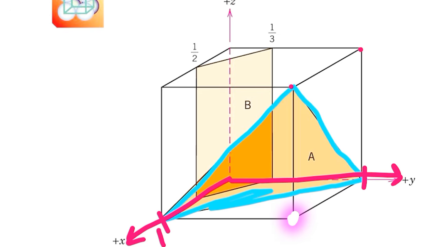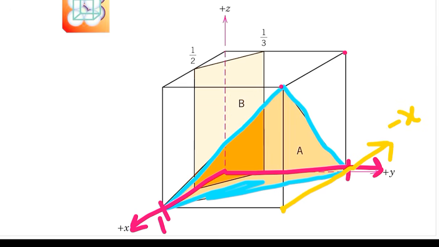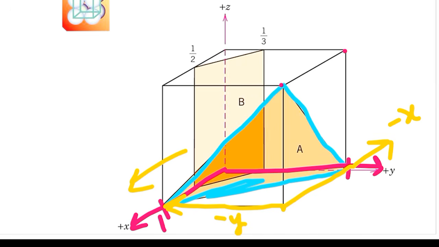If I take this point as origin, then this backward direction would be the negative x-axis, right? If it's forward, it's the positive x-axis. If it's backward, it's the negative x-axis. If it's the left side, it's the negative y-axis. If it's the right side, it's going to be the positive y-axis. So we can take it as the negative y-axis, right?